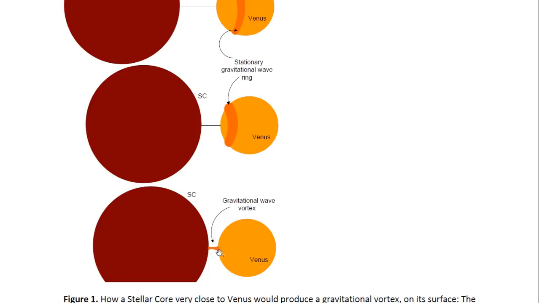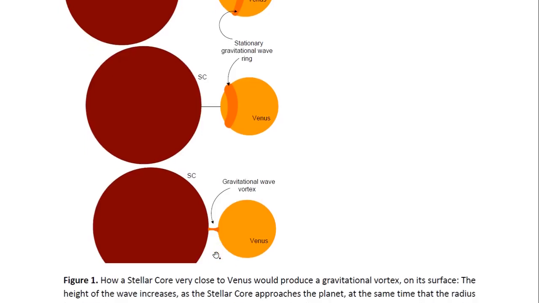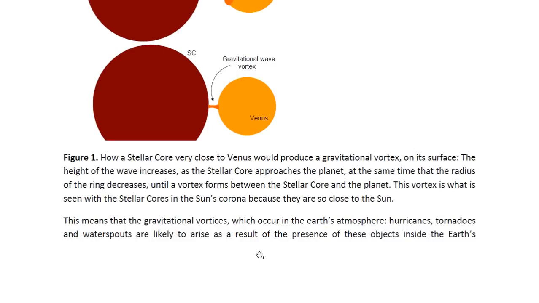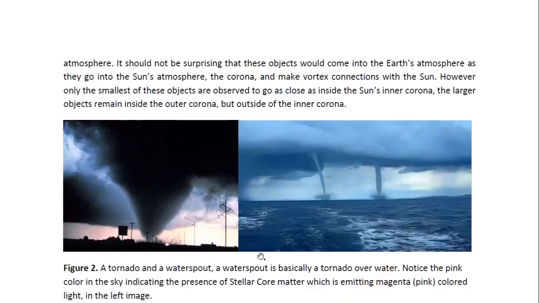So it will look somewhat like a water spout, or like a water vortex when we have a hole at the bottom of a sink. And you always have a hole in the center because that's the symmetry of the gravitational wave. There's always a hole in the center. Now this means that the gravitational vortices which occur in the Earth's atmosphere, and that is hurricanes, tornadoes, and waterspouts, are likely to arise as a result of the presence of these objects inside the Earth's atmosphere.